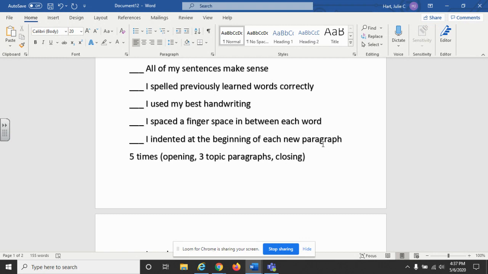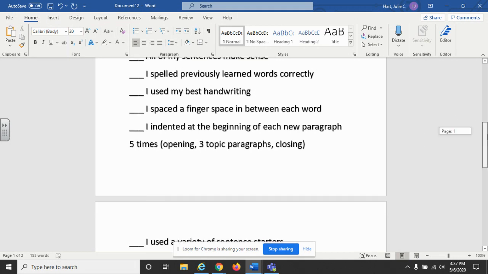So just read through them, make sure it makes sense. Read it out loud, read it to your mom, read it to your dad. That's how I do my editing when I write things, and I go back and read them out loud. If they don't make sense, then I go back and fix it. Add a word, take a word out, change something so that it makes more sense.